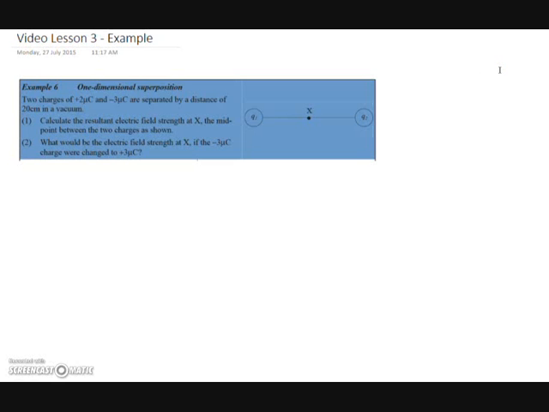Okay, so we've got a bit of an example here about that more complicated situation that we just talked about. It's called one-dimensional superposition, which is actually a fancy way of saying 2 or more charges that we're trying to figure out the electric field strength.